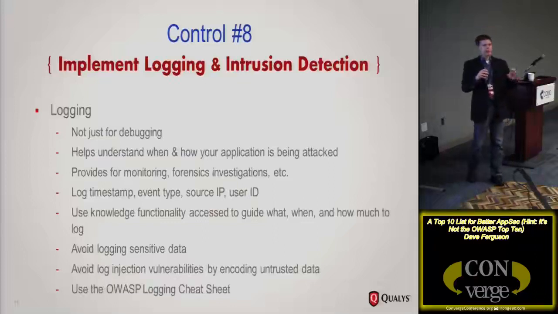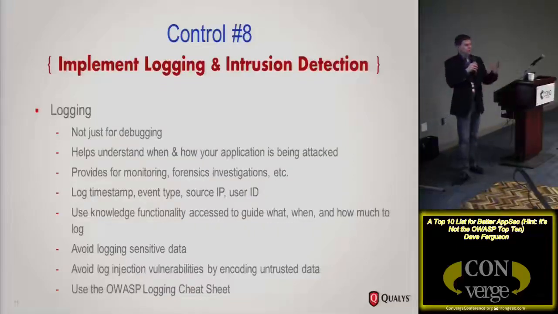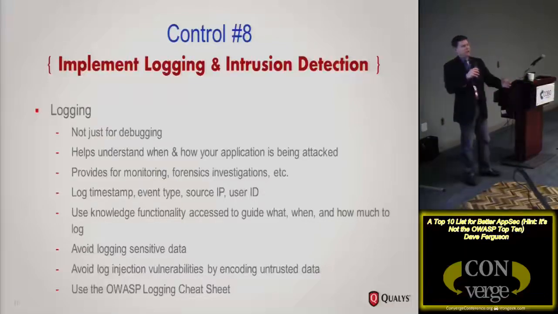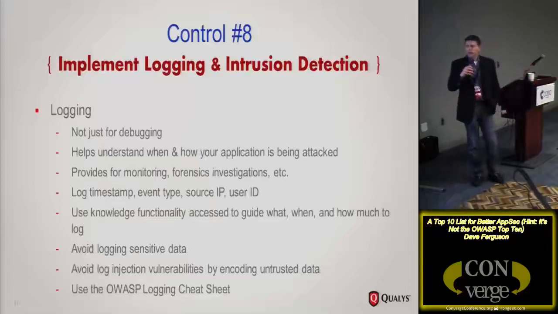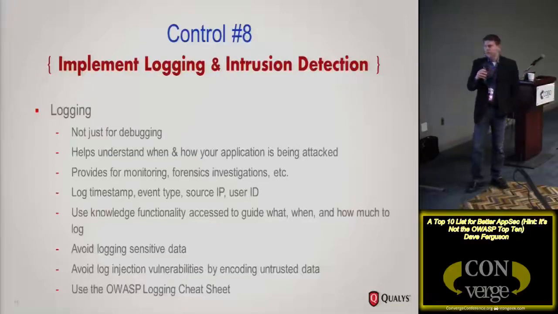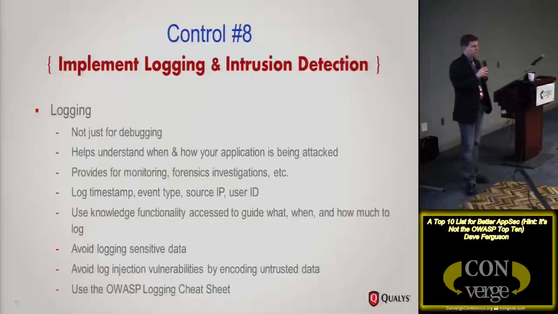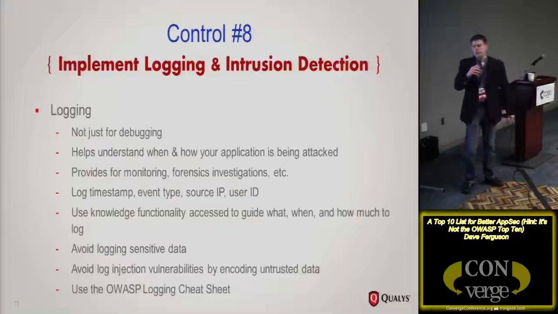This is similar to the A7 insufficient attack protection that I showed in the new regular top 10. So remember, these are proactive controls. We're not talking about risks here. We're saying these are things that developers should proactively think about on every development project, just to make more secure applications in the end. Logging provides a lot of benefits, not just knowing when and how you're being attacked, but if you do get attacked, you can be alerted. Some sort of monitoring can be set up. If you get breached, there may be some forensics information available to help.